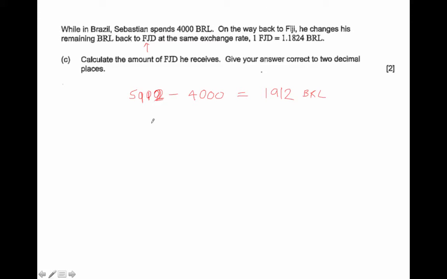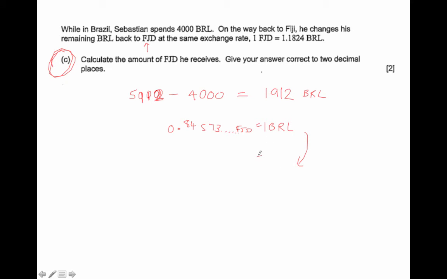And he says when he gets back, he's going to change it to Fijian dollars at the same exchange rate. So do you remember in the first question I wrote it the other way around? I said that 1 Brazilian real is the same as 0.84573, etc. Fijian dollars. So the reason I wrote that is because I knew at some point they were going to ask me to go the other way.